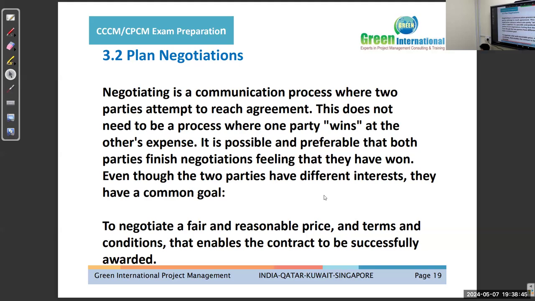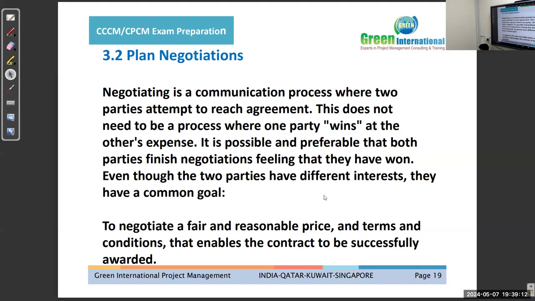Negotiating is a communication process where two parties attempt to reach an agreement. This doesn't need to be a process where one party wins at the other's expense. It is possible and preferable that both parties finish negotiating feeling that they have won, even though the two parties have different interests. They have a common goal to negotiate a fair, reasonable price and terms and conditions, and enable the contract to be successfully awarded.